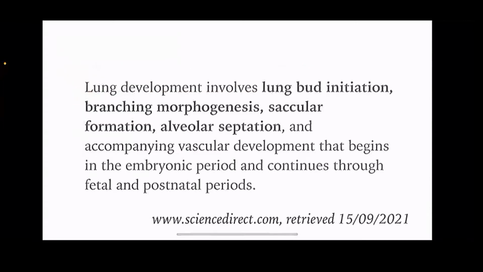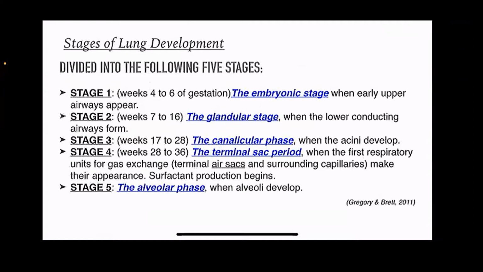According to ScienceDirect.com, lung development involves lung bud initiation, branching morphogenesis, saccular formation, alveolar septation, and accompanying vascular development that begins in the embryonic period and continues through fetal and postnatal periods. The stages of the lung are divided into the following 5 stages. So there is stage 1. These are weeks 4 to 6 of gestation. Here it is referred to as the embryonic stage. And this is when early upper airways actually begin to appear.